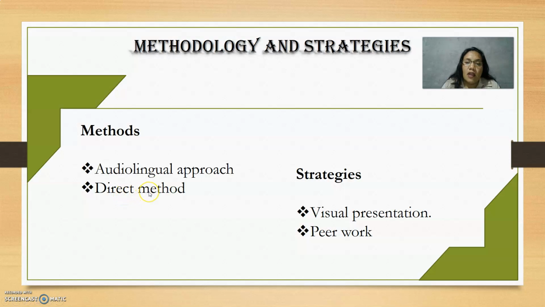Direct method: language is taught by directly establishing an immediate and visual association between experience and expressions, words and phrases, idioms and meanings, without any help of the learner's mother tongue.